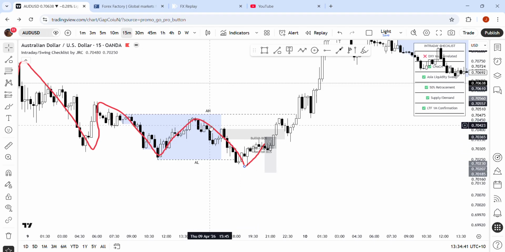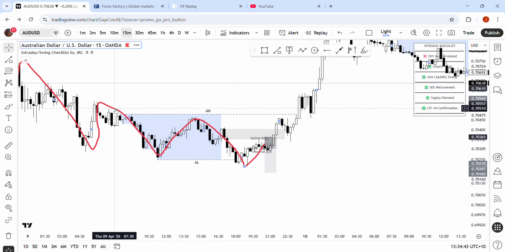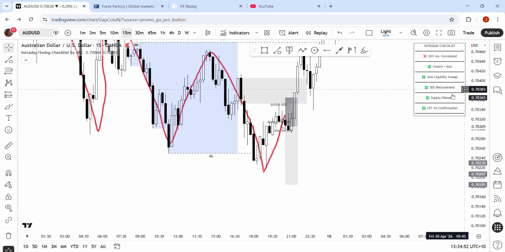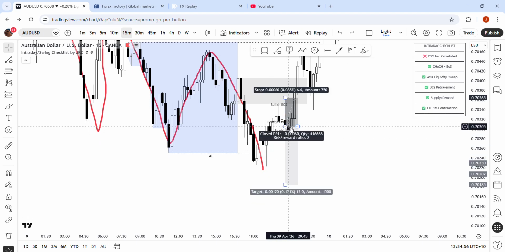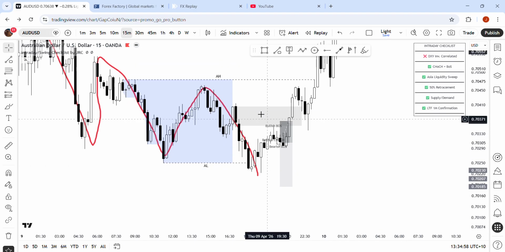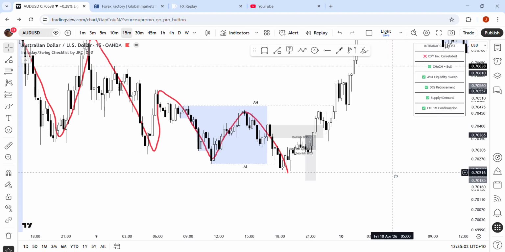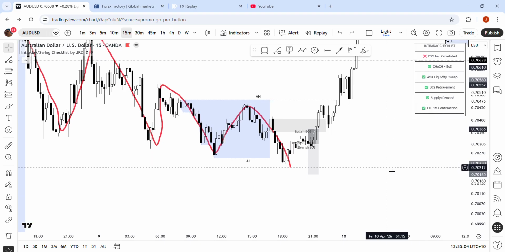But was the trade valid? It was 100% valid. Why? Because we were in a bearish trend. We swept Asia low, and I was just looking for that pullback and lower time frame continuation. But in this case, it didn't complete, and it just reversed up. And that's the game of trading, is that not every setup is going to play out.